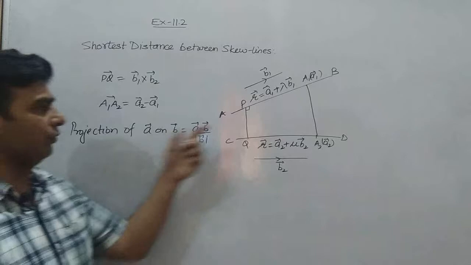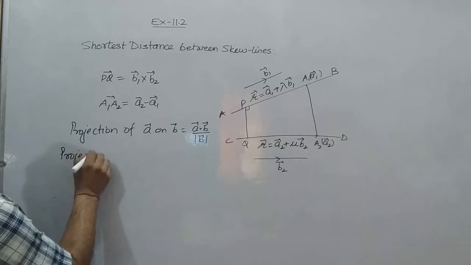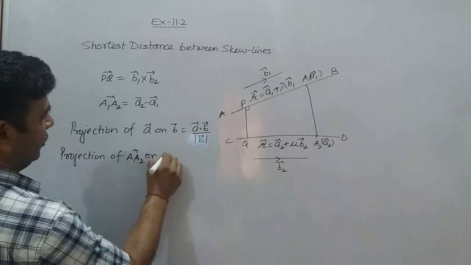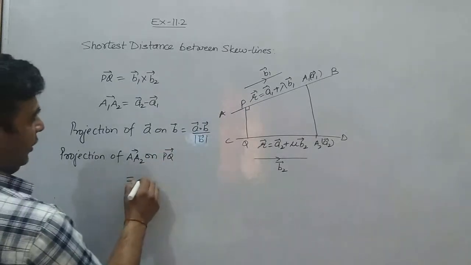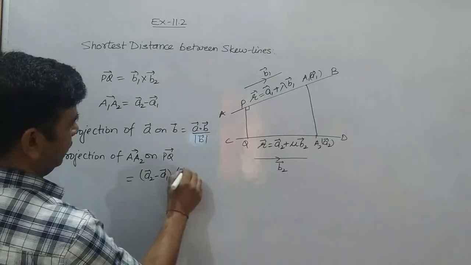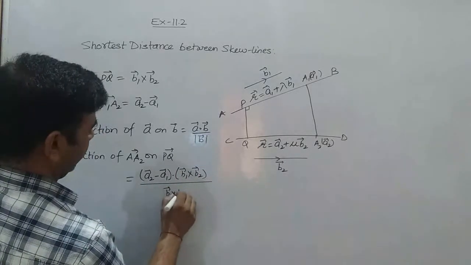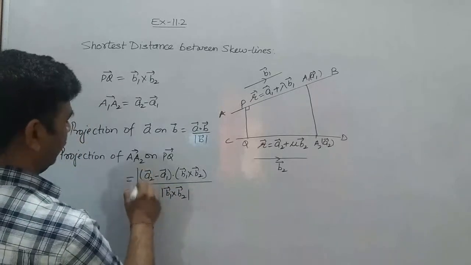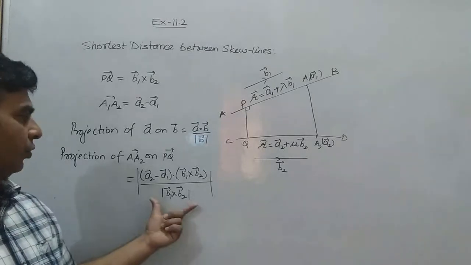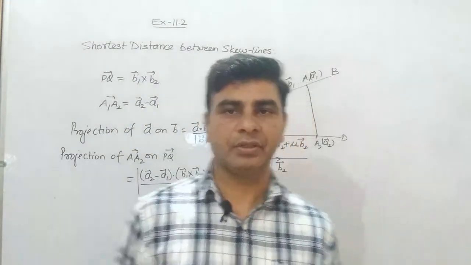And here we want to find the projection of vector A1A2 on PQ, which can be obtained by a2 vector minus a1 vector, dot b1 vector cross b2 vector, divided by the magnitude of b1 cross b2 vector. And the whole magnitude we need to take, because this is the shortest distance, which can never be negative. So this is the formula to find the shortest distance between the given two skew lines.